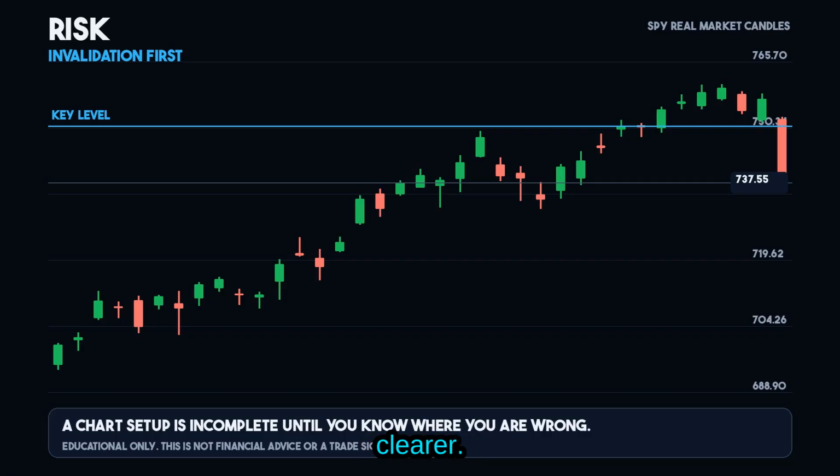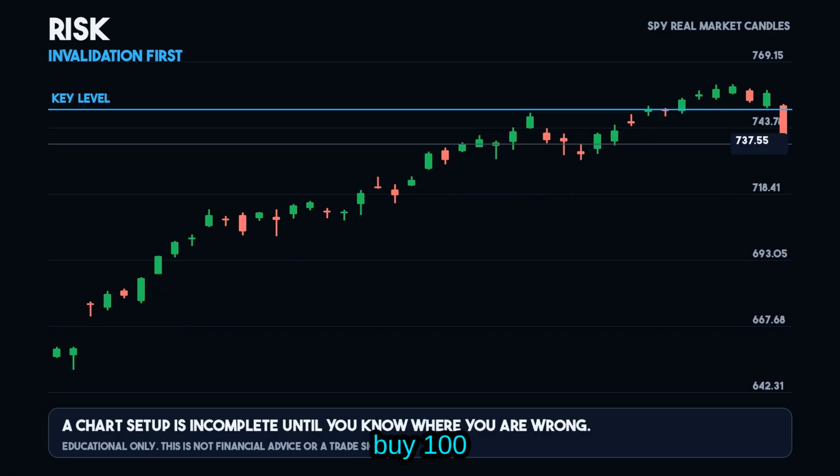Here's an example to make it clearer. Imagine you're buying a stock with a market price of 50. If you place a market order to buy 100 shares, you'll buy those shares at 50 per share. As soon as the order is filled, you'll own 100 shares of that stock. This is a straightforward trade where you accept the current market price.